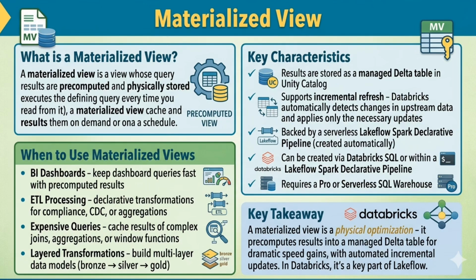Key characteristics. When we look under the hood in Databricks, materialized views have some powerful characteristics. First, the results are stored as a managed Delta table in Unity Catalog, giving you full governability and performance benefits. Crucially, they support incremental refresh. Databricks automatically detects changes in upstream data and applies only the necessary updates, making the process highly efficient.